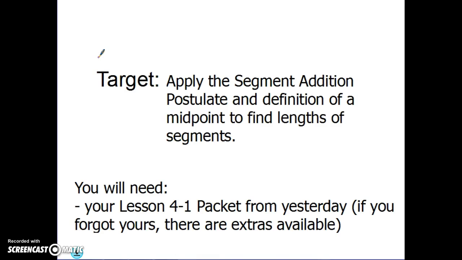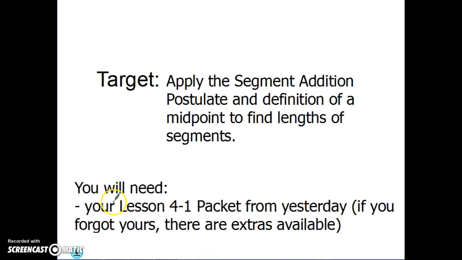So yesterday we just barely got our feet wet with the segment addition postulate. We've done a couple of measuring things. And now today we're going to really get into using the segment addition postulate to solve problems. Take a look at our target here. By the end of today, you want to make sure that you first of all know what the segment addition postulate is. And then you're going to use it and the definition of a midpoint to solve for lengths and segments. Please make sure that this is where we end up by the end of today.